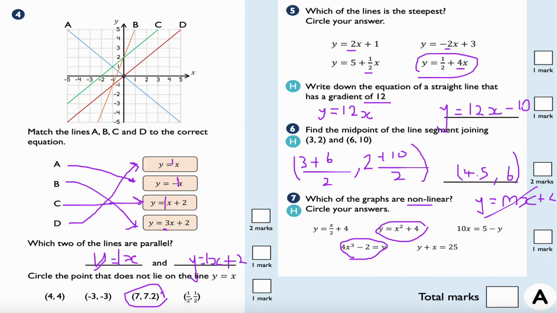And the rest are linear, because the rest I can just rearrange in the form y equals mx plus c. That one's already in y equals mx plus c. This one's same as saying y is equal to minus x plus 25, or y equals 25 minus x. This one would be y is equal to 5 minus 10x, or y is equal to minus 10x plus 5. It's still in a straight line equation form. So non-linear is where the power of the variable is 2 or more: x squared, x cubed, x to the 4, x to the 5, x to the 6, etc.